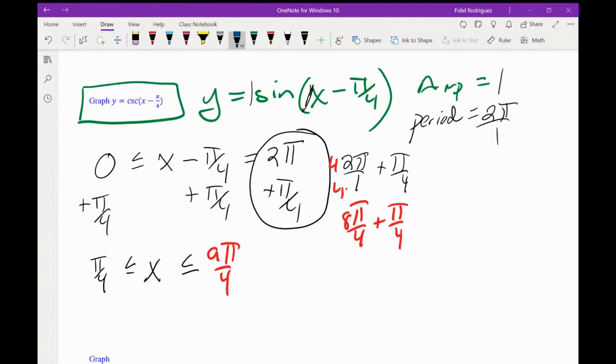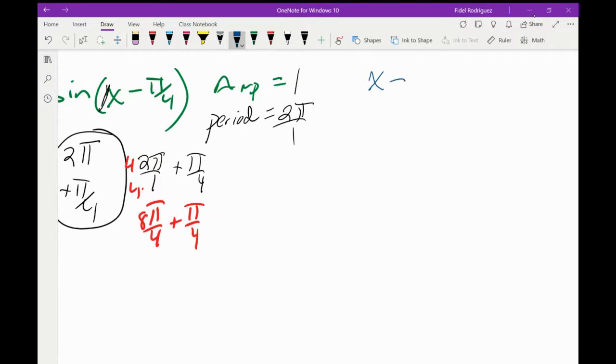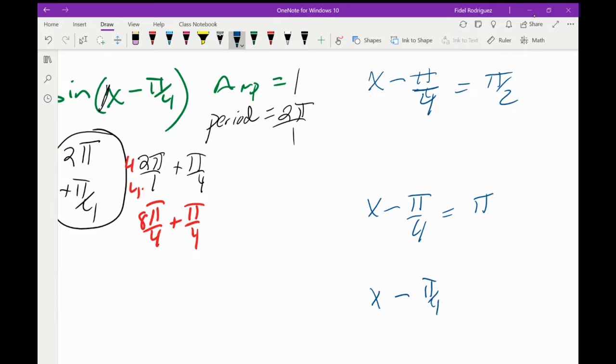So remember what we've done so far. We found the first. We found the fifth. We still got to find points 2, 3, and 4, right? Okay, so let's do that. Let's do that right here. We're going to put x minus pi over 4 equals pi over 2. X minus pi over 4 equals pi. X minus pi over 4 equals 3 pi over 2. Okay.